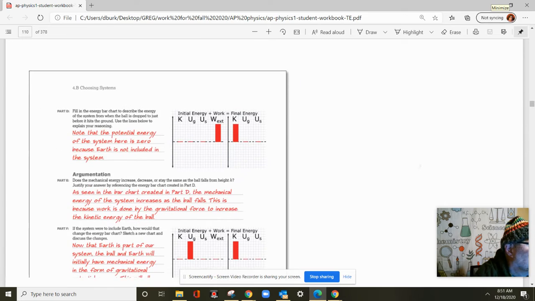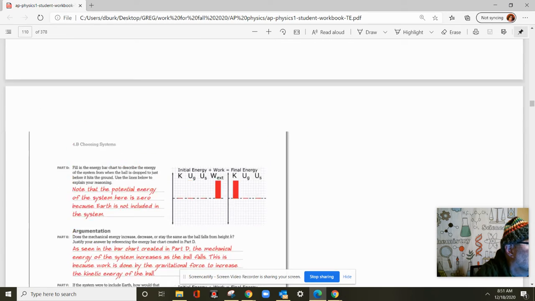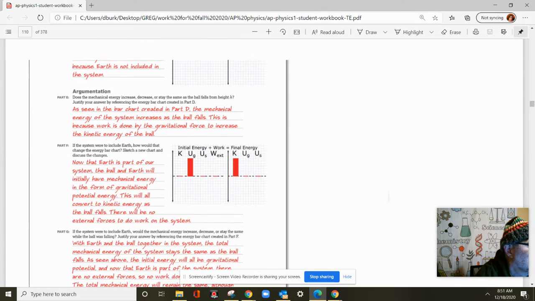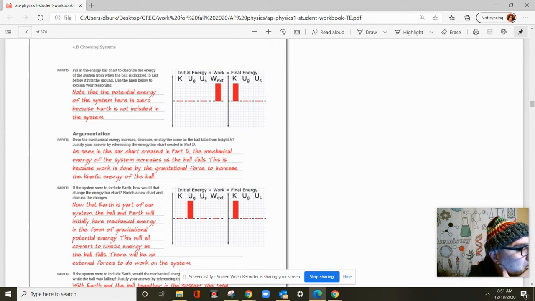All right. So now part D. Did I finish this? Yeah. Part D. Fill in the energy bar chart to describe the energy of the system from when the ball is dropped to just before it hits the ground. Use the lines below to explain your reasoning. So this is just the ball. There's some mysterious force outside of the ball. We don't know what it is. It's a secret force. It's doing work on the ball, right? And it's putting that work into the ball, and that's external work being done.